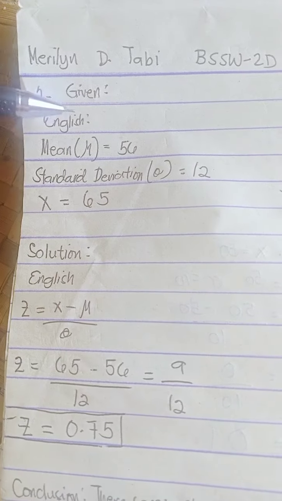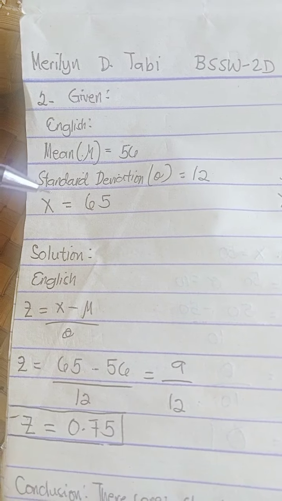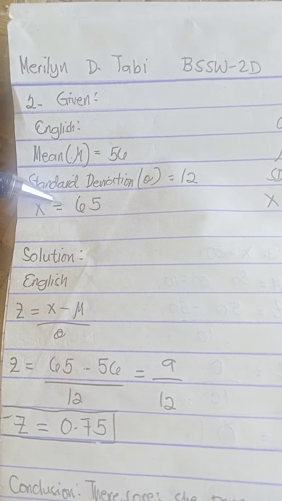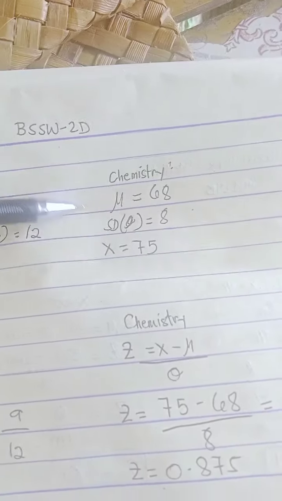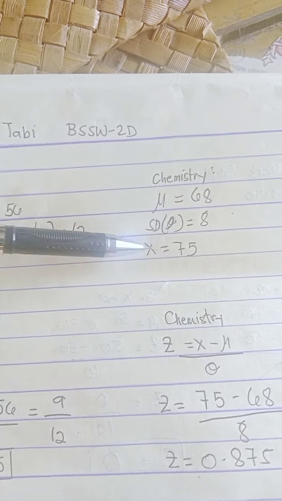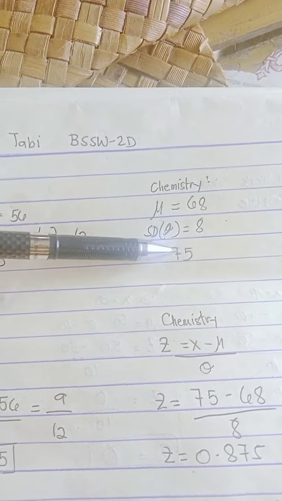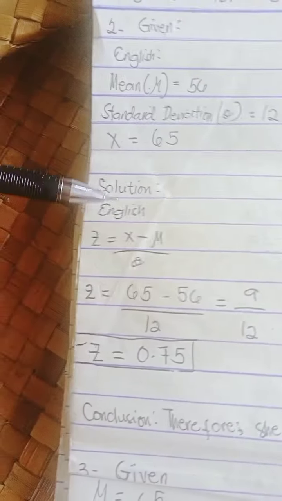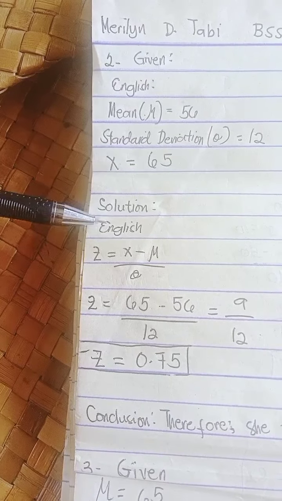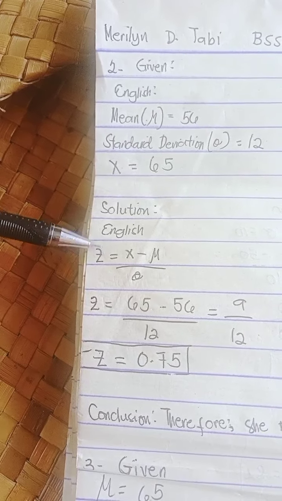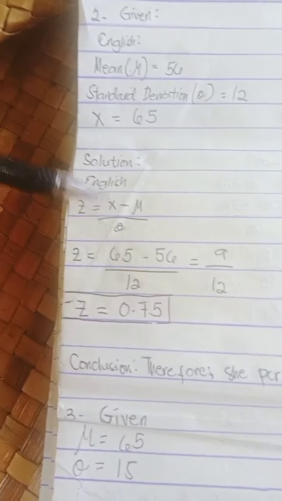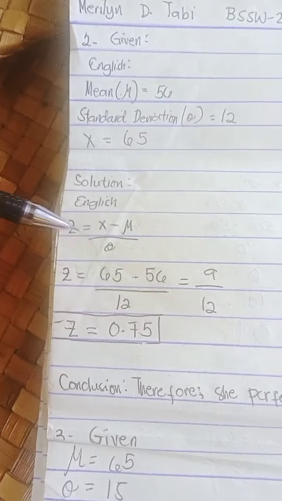Given, dito sa English, may mean tayo na 56, standard deviation na 12, and our x is equal to 65. Dito naman sa chemistry, we have mean 68, standard deviation 8, and our x is equal to 75. So this is our solution in our English subject. The formula is z equals x minus mean over standard deviation. So, substitute lang natin yung value niya dito.